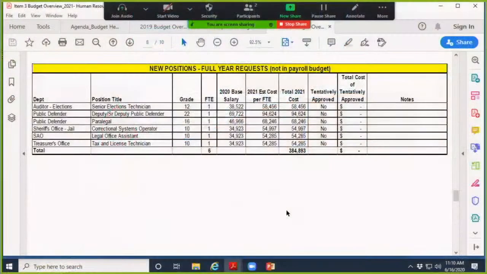So I'm going to take the two paralegal positions towards the end, because I think we'll have a little more debate about those. The sheriff's office, the jail correction systems operator, is there anybody who's opposed to that position? I didn't hear anybody. Can't say no to the sheriff. Joe, he's sitting back there.